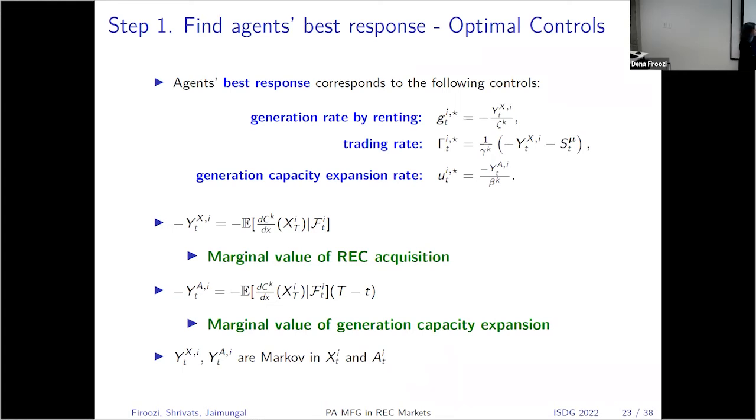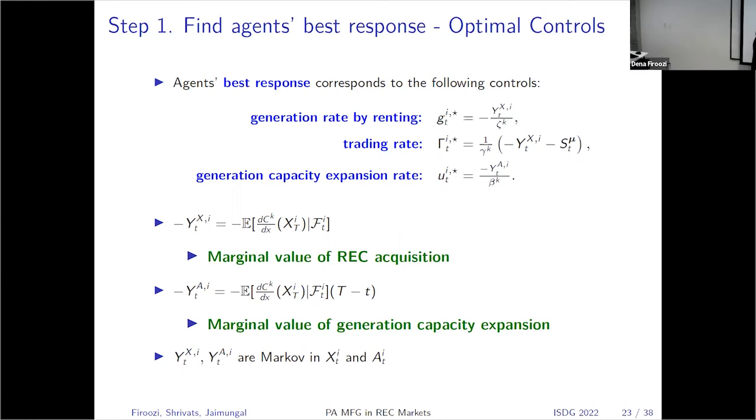It is the conditional expectation of the derivative of the non-compliance penalty given the current information. We can interpret this as the cost avoided by the agents by acquiring an additional REC, or its negative value as the marginal value of an additional REC acquisition. So with this interpretation, the generation rate is proportional to the marginal value of an additional REC acquisition by a representative agent in this subpopulation, and the trading rate is proportional to the difference of the marginal value of a REC to the agent and the price of a REC in the market. So depending on whether this marginal value is larger than the price or smaller, the trader and the firm may buy or sell RECs.